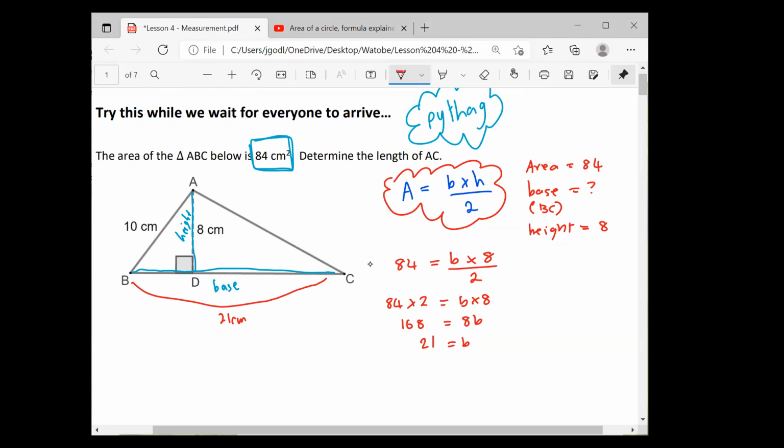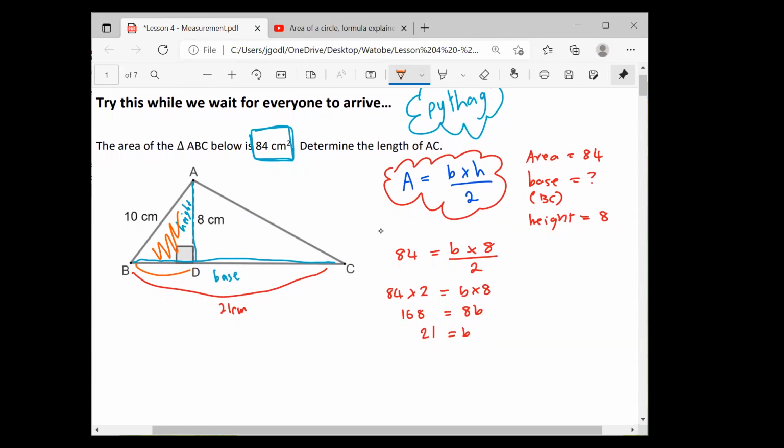Now, the next thing we want to do is find BD, because we're going to need to find DC at some point. In order to find BD, what I've got over here is a right angle triangle. And when I have a right angle triangle, I can use Pythagoras. So I can say BD squared plus 8 squared equals 10 squared, Pythagoras.